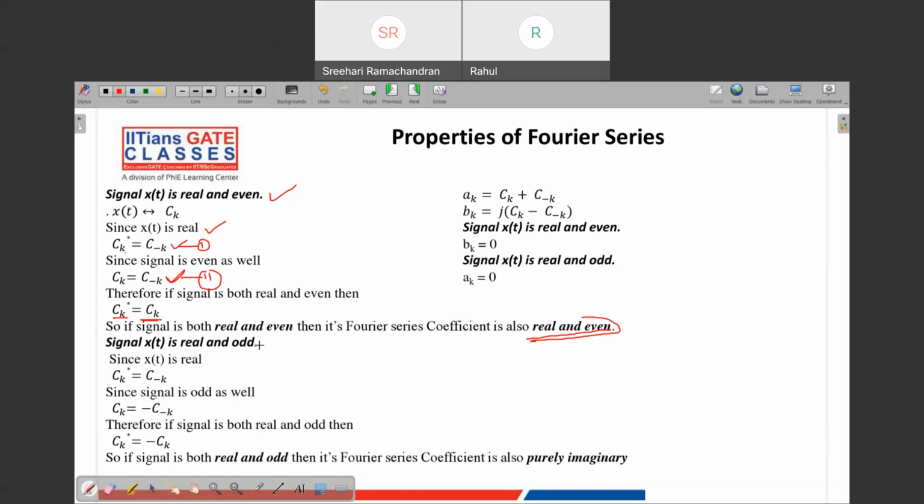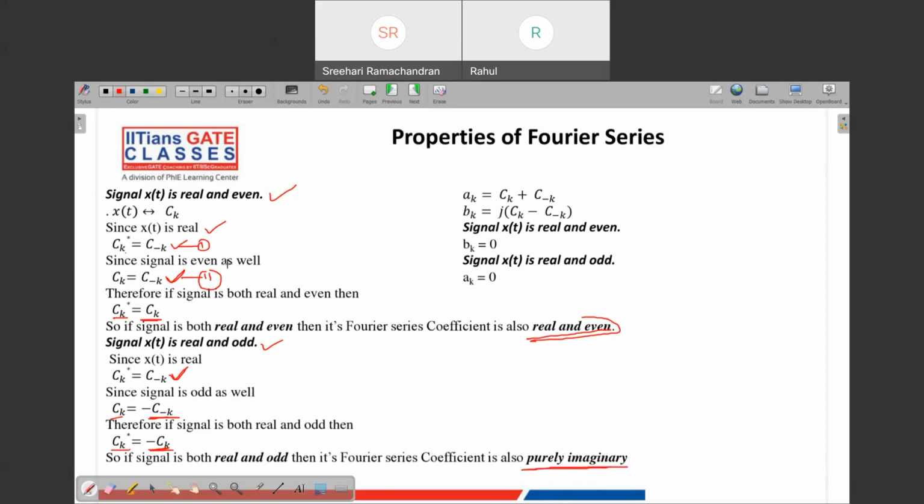The second case is when the signal is real and odd. When the signal is real, we know this is the relation, and when the signal is odd, this is the case. From these two equations, you can write that C of k conjugate will be equal to minus C of k. This will happen only when C of k is purely imaginary, it doesn't have any real part. Whenever you take the conjugate of an imaginary number, it becomes the negative of itself. So when the signal is odd and real, the Fourier coefficient will be purely imaginary.